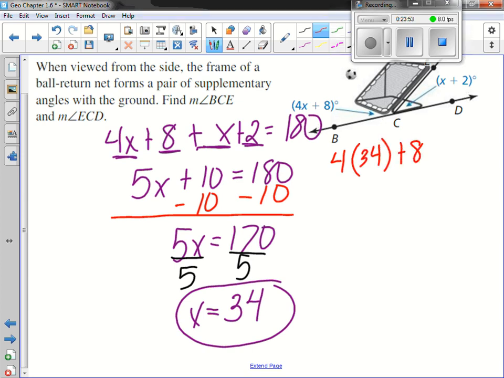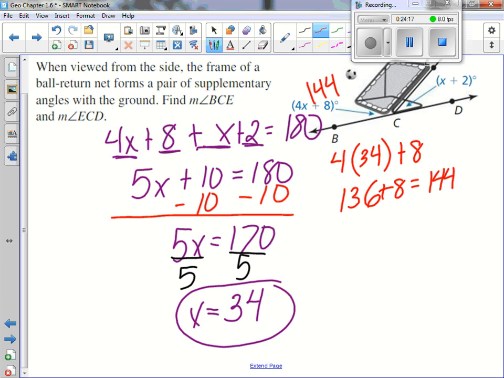Do we have to do this by hand? No, we can plug this into a calculator. There's nothing wrong with that. I'm going to do it by hand. 4 times 4 is 16, carry the 1. 136 plus 8 is equal to 144. So the measure of angle BCE is 144.